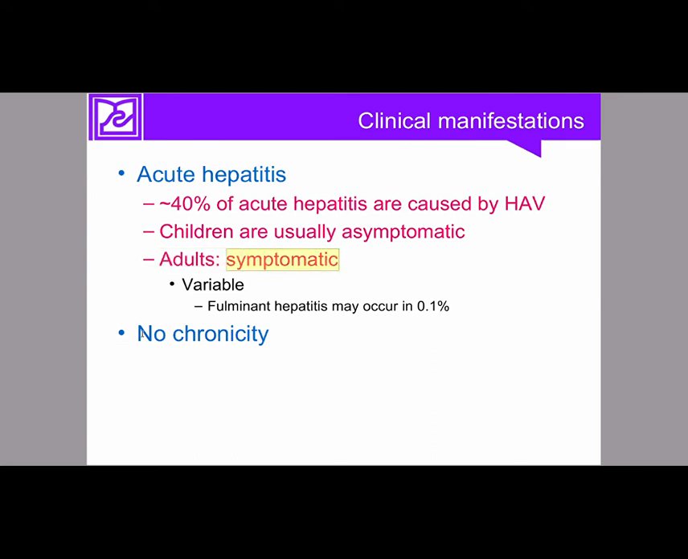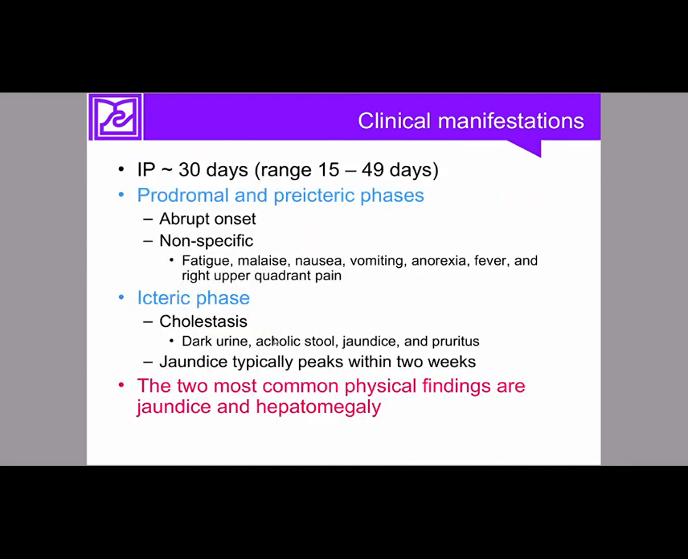Anyway, acute hepatitis completely recovers. Very few patients die. Only 0.1% of the patients will die. Acute hepatitis A will never become chronic. All people recover.